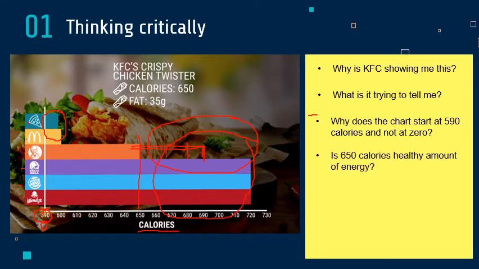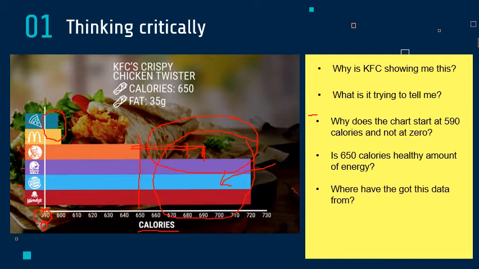Another question I want to ask is, is 650 calories a healthy amount of energy for somebody to consume in a single item of food? Even though we're talking about calories here and it's healthier than these other products, these might be super unhealthy as well. These might all be unhealthy. So even though they're trying to say it's a healthy product, this doesn't actually tell me it's healthy.